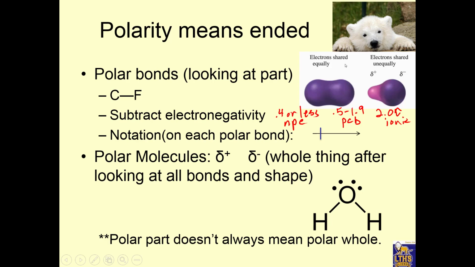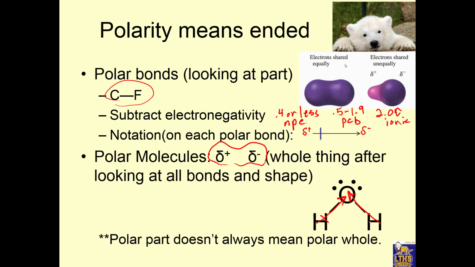Okay, so if you have a polar bond, you could put this arrow on it, and this is the negative side, and this is the positive side. You could also use these symbols for partials. Now, when we're talking about bonds, we just check the two atoms in the bonds. But when we talk about molecules, we have to look at all of the bonds in the molecule and the shape.